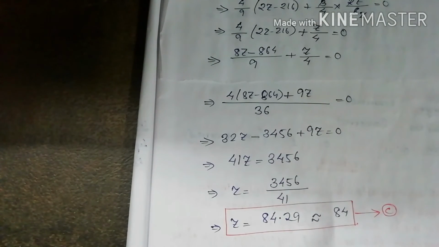So whenever you get questions related to binding energy and you are asked to find the value of Z for the most stable isobar of a nucleus, you have to just differentiate the binding energy with respect to Z and put it equal to 0.